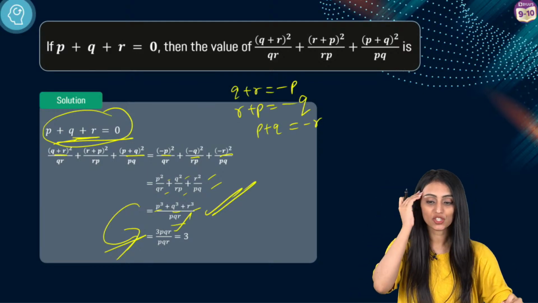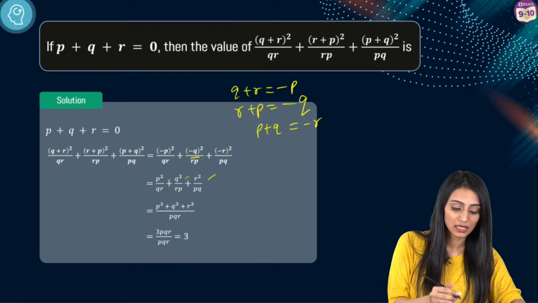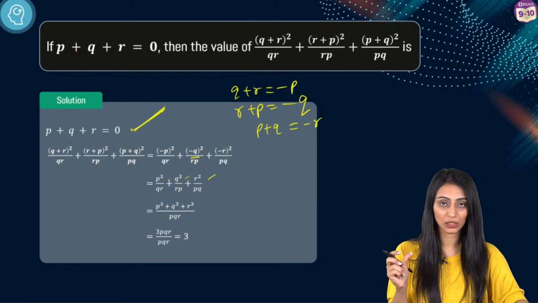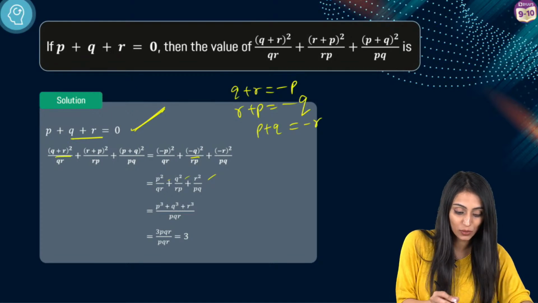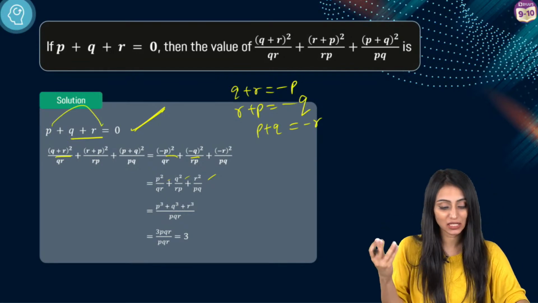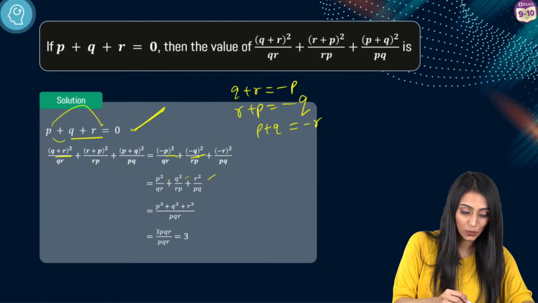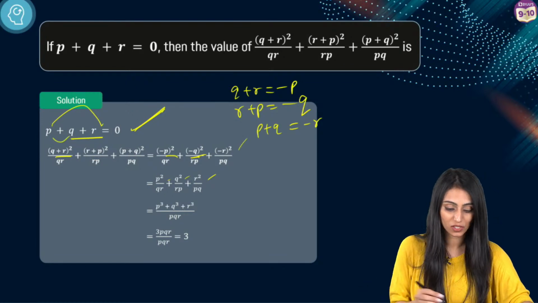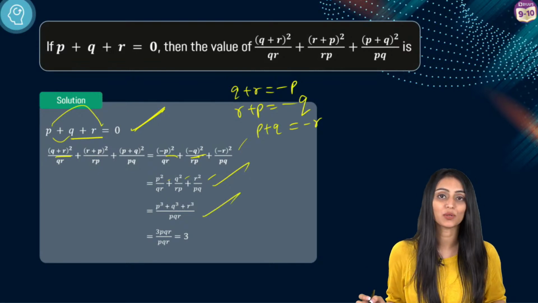So what we have done here is, every time from this equation, I am getting the value. If I need q plus r, that's going to be minus p, so I put here minus p square. If I need r plus p, that's going to be minus q, so minus q square. If I need p plus q, that would be minus r square. So we come to this step. Then we just have to take the LCM, and that comes out to be this.